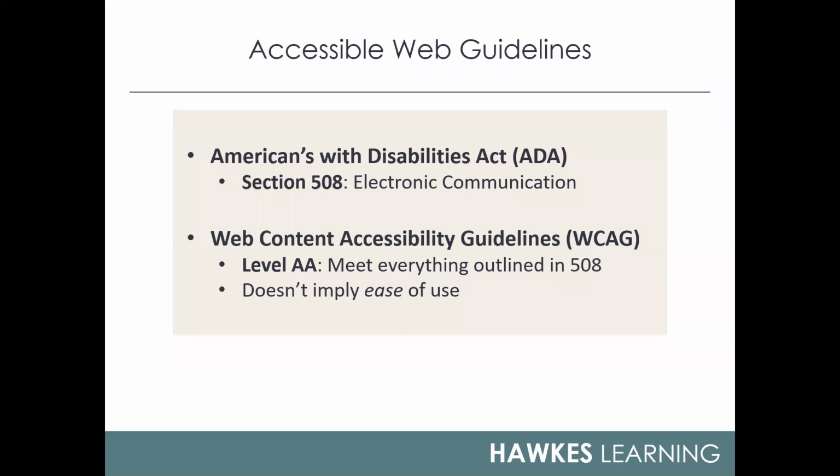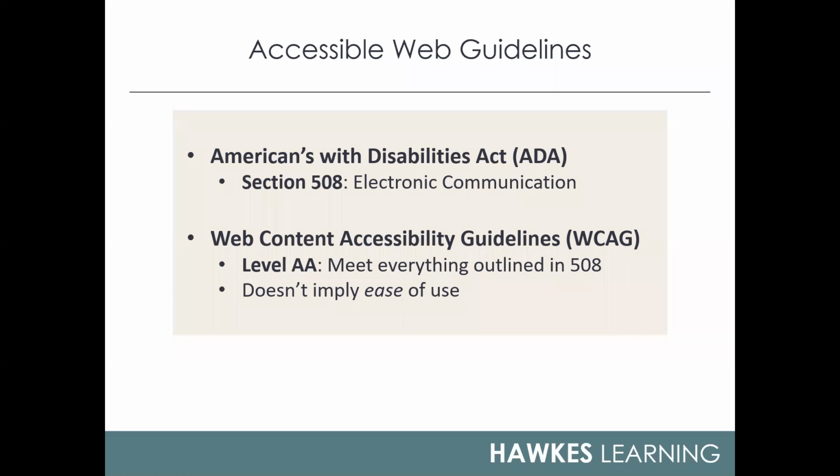So legally and technically, what does it mean to make materials that are accessible? To start, the Americans with Disabilities Act prohibits discrimination against people with disabilities in employment, transportation, public accommodations, and a variety of other areas. Section 508 specifically covers electronic communications. So Section 508 is a law that Hawks Learning and any other publisher or content provider must adhere to.